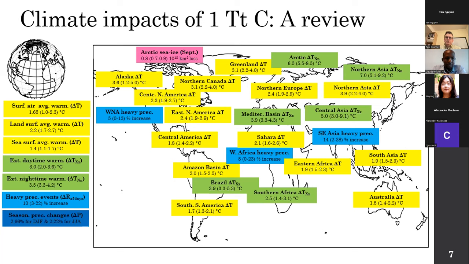At the global scale, there are also seasonal precipitation changes, for December, January, February, or June, July, August. There is also projected mean sea level rise that scales linearly with cumulative emissions. And lastly, there is an estimate of labor productivity loss in terms of GDP, the productivity loss associated with exposure to extreme heat, especially in sectors such as manufacturing, agriculture, mining, and so on.